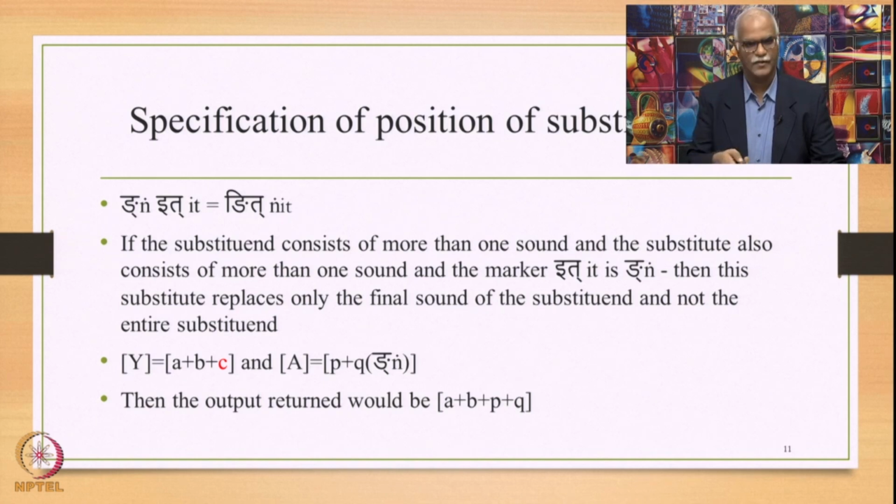So, if Y consists of A plus B plus C, and A is the substitute, Y is the substituent, and A consists of P plus Q, that is more than one sound, with the marker ng attached to it, then instead of getting the output in the format of P plus Q, now we will get the output returned in this form, A plus B plus P plus Q. Only C is substituted because there is a marker ng attached to the substitute. So, only the final sound C will get substituted.